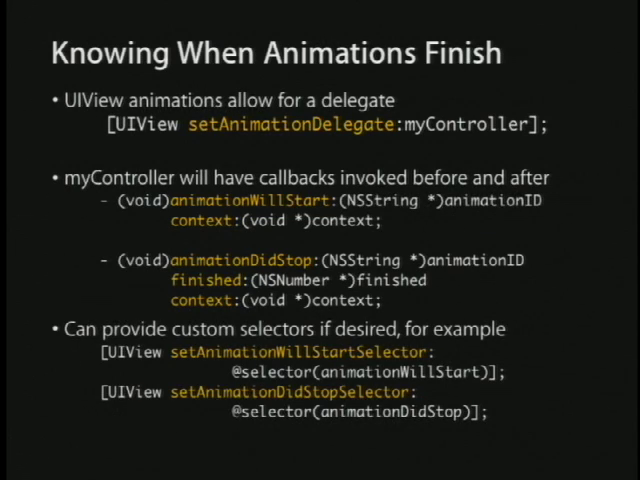The finished thing is a little odd. When this is called at the end of your animation, it'll tell you whether the animation ran to completion. So there are things like starting another animation of the same property on the same object that can interrupt the previous animation. If it's interrupted for a reason like that, it'll tell you that in the finished argument by saying that it wasn't finished. Otherwise, as long as it ran all the way through and got to the final point, finished will be yes. You can also provide custom selectors for this using the set animation will start selector and set animation did stop selector, also properties that you can set inside of that view animation block.